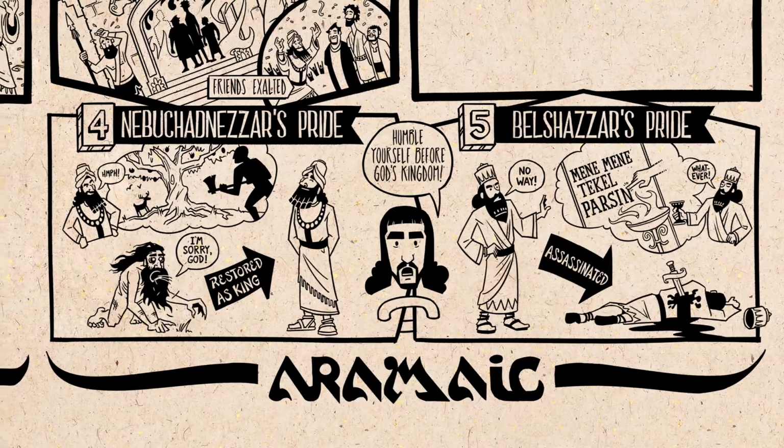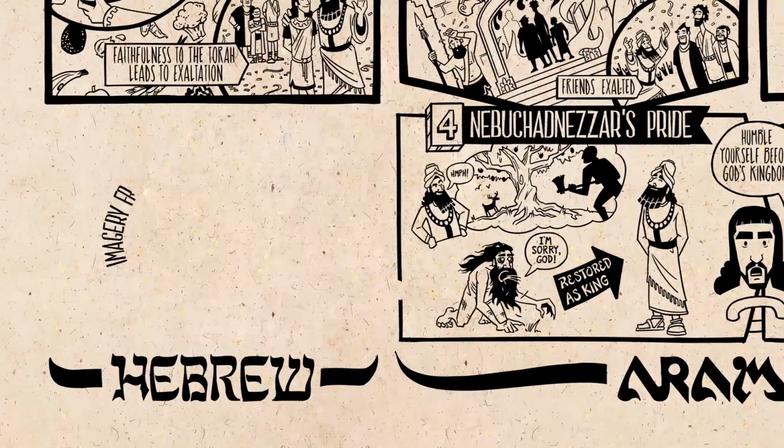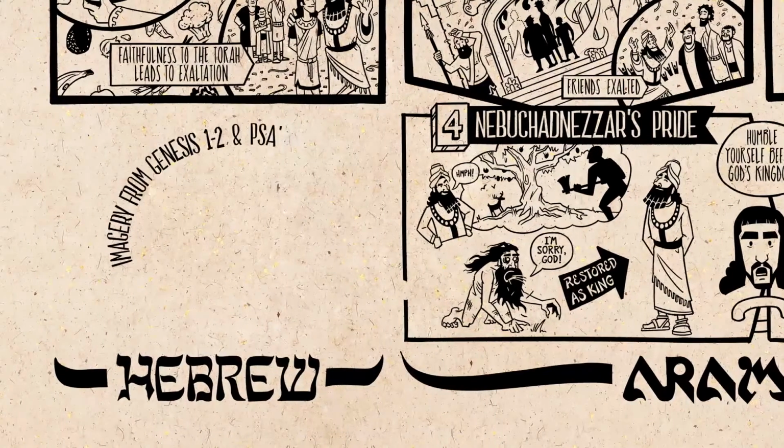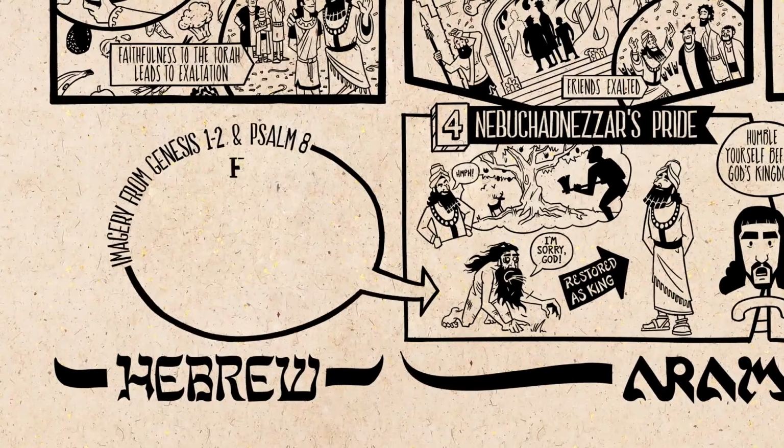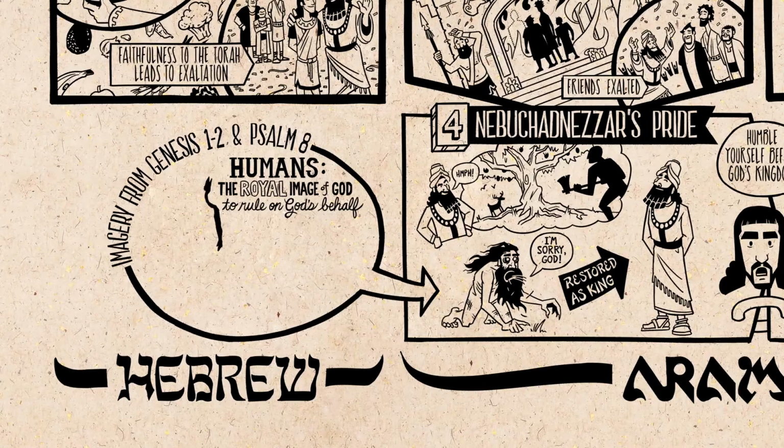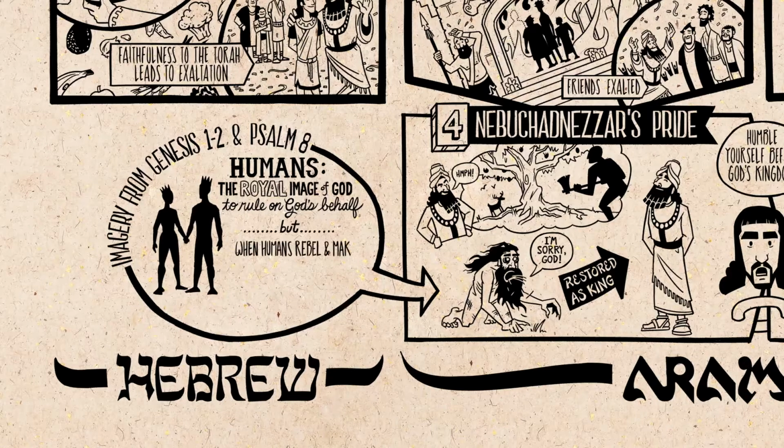Now, these 2 stories draw this imagery from Genesis chapters 1 and 2 and Psalm 8, where humans are depicted as the royal image of God. He's given them authority to rule over the beasts of the field and the birds of the air on behalf of God, who is the world's true king. But when human kingdoms forget that, when they rebel and make themselves and their power into a god, they become less than human, like violent beasts who will face God's justice.